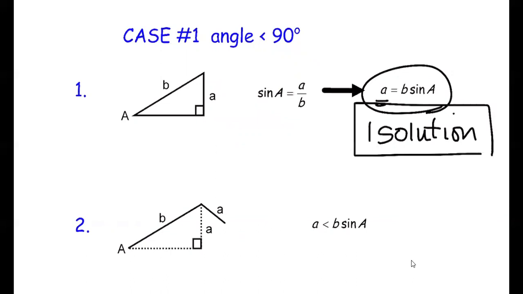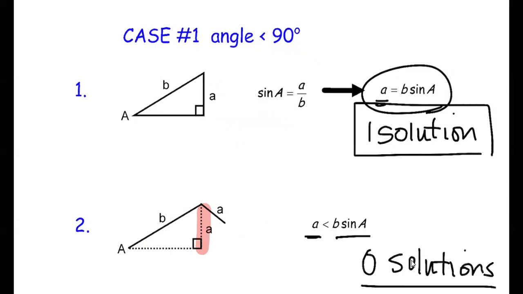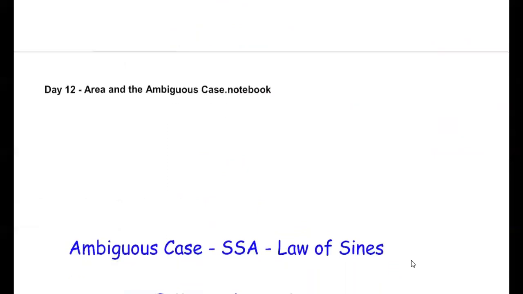Okay, so if you have an acute triangle and A is smaller than B sine A, that means that A is not big enough, okay? When it equals B sine A, that's when you have the right triangle situation. But if it's too short, this is when you have no solutions, okay? All right, so here we have the equals case. Here we have a less than case, and then we also have a greater than case. And actually we have two of those.